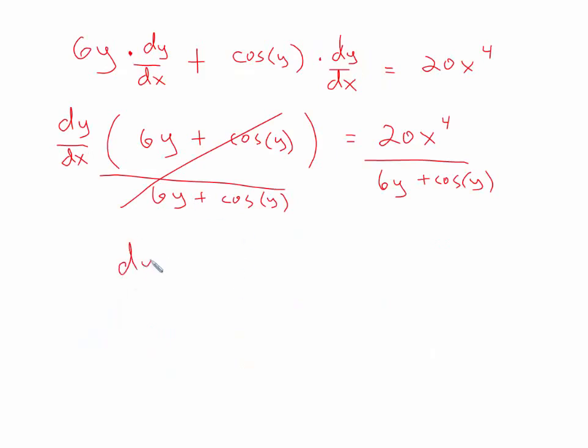Right, there we have it, dy/dx is equal to 20x to the fourth over 6y plus cosine y. Okay, and don't forget what you just found here. What is this? This is the equation to find the slope of the tangent line to the curve at a specific point. So don't ever forget, when you're finding the derivative, you find the equation to find the slope of the tangent line at a specific point.